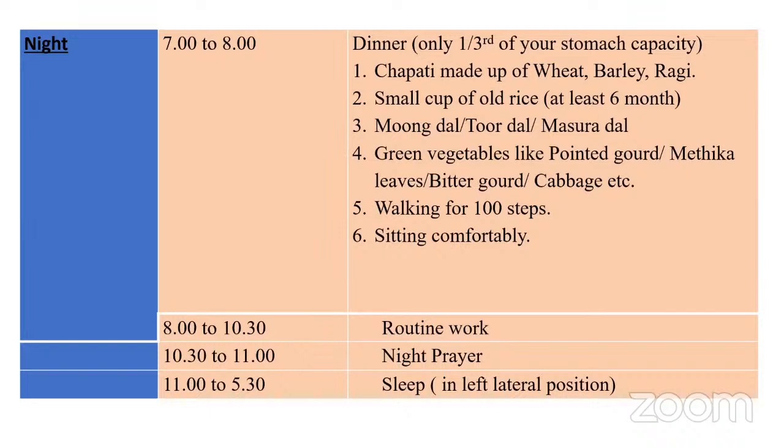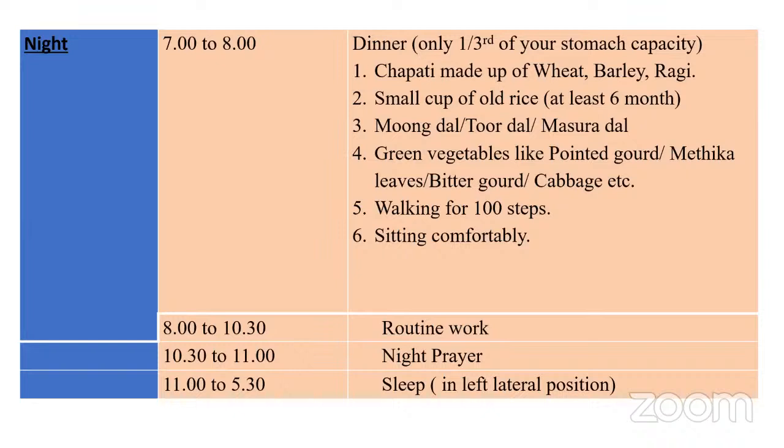Again, the same thing, when we are taking chapati, instead of maida, we have to go for wheat, barley, ragi, all these mixed grain also we can go. The barley is very suitable for obese person. Barley is having enough fiber also. It will never cause constipation, and it will give you enough strength also.